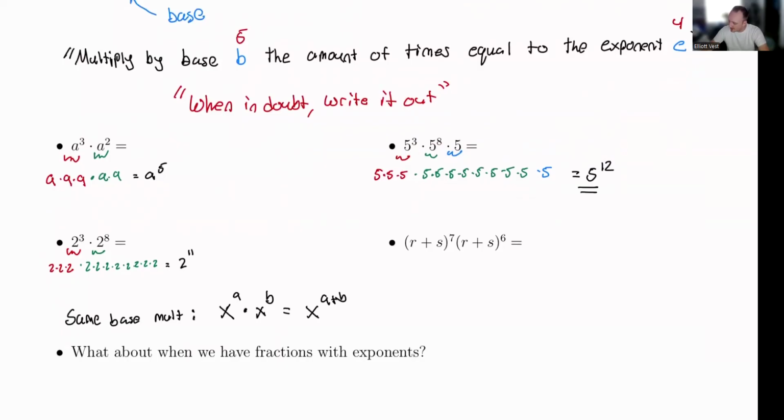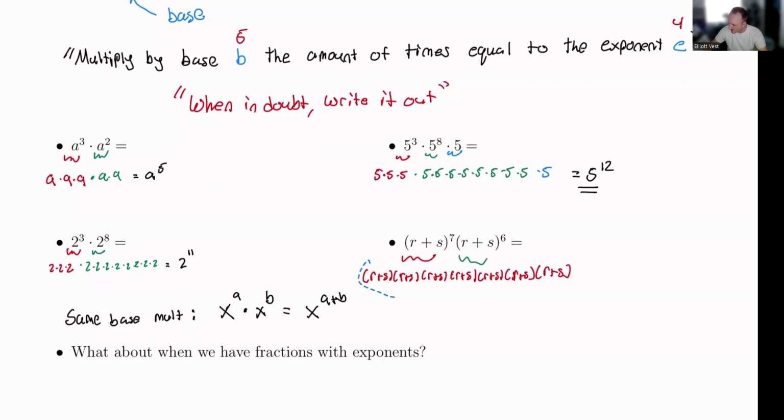So let's do this last one here. We have r plus s to the 7th and r plus s to the 6th. Well, you might be like, all right, I can just add these exponents together and get the answer. You don't have to write this down if you don't want to, but I'm going to. R plus s, r plus s, r plus s, r plus s, r plus s, r plus s. 1, 2, 3, 4, 5, 6, and r plus s.